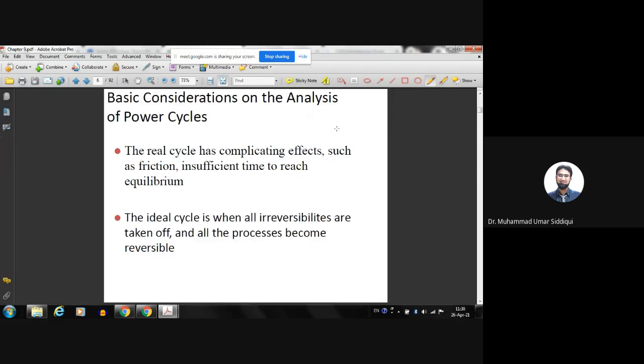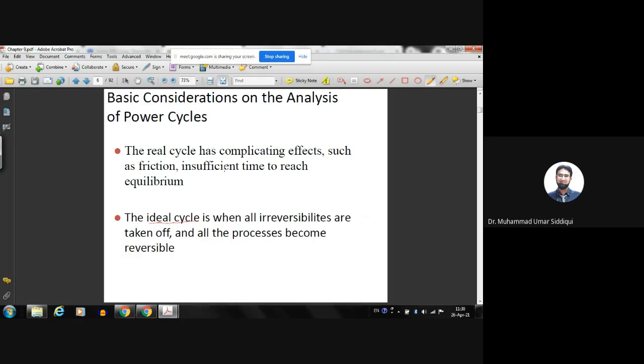So most of the time what we do is that we are going to consider the ideal cycles. The ideal cycles are the ones where we do not have irreversibilities. The main thing is that an ideal cycle is easy to analyze, and it gives us the basis to assess the performance of the actual cycles.